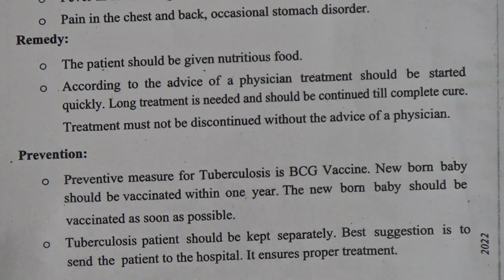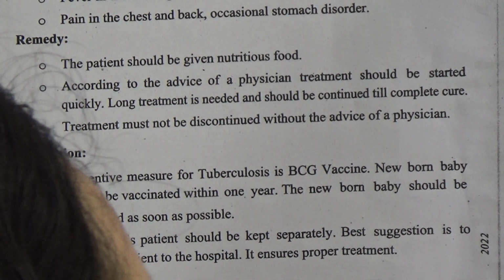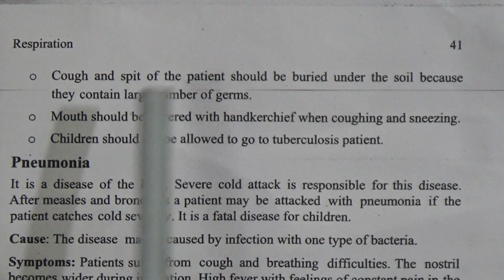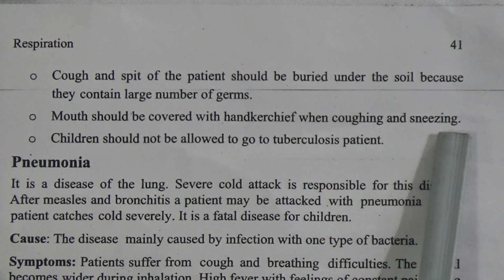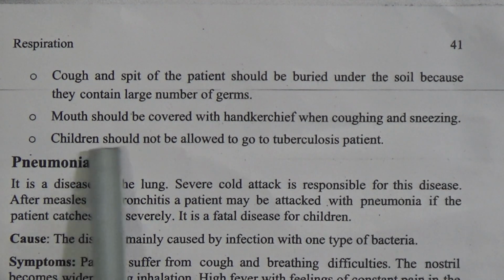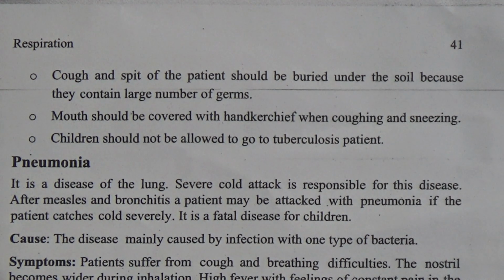It ensures proper treatment. Number 3, cough and spit of the patient should be buried under the soil because they contain a large number of germs. Number 4, the mouth should be covered with a handkerchief when coughing and sneezing. Number 5, children should not be allowed to go near a tuberculosis patient.